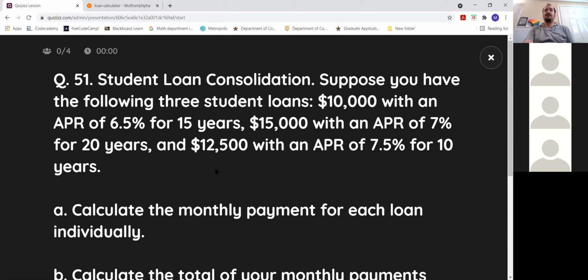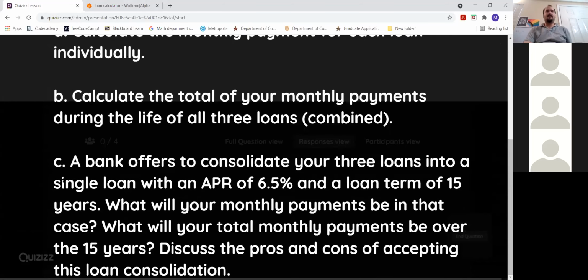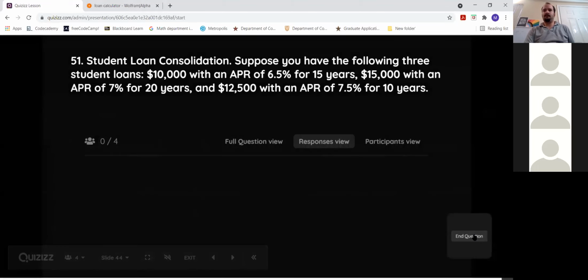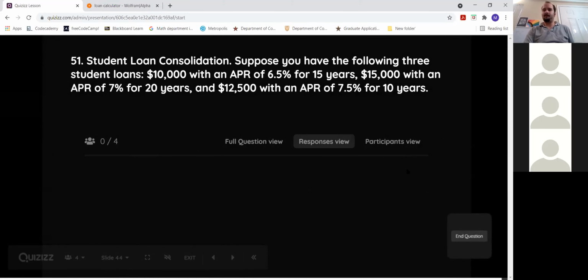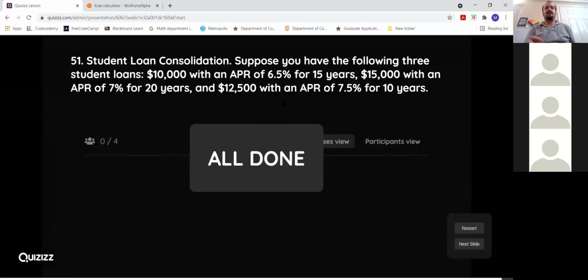And I want you to finish this one up. I think this is the last one on here. Calculate the monthly payment, calculate the overall, and then they're going to propose, can we put it all in one account at 6.5%? For the last one, you have to add up all these things, 10,000 and 15,000 and 12, and pretend you have it all in one account. That's what consolidating means.